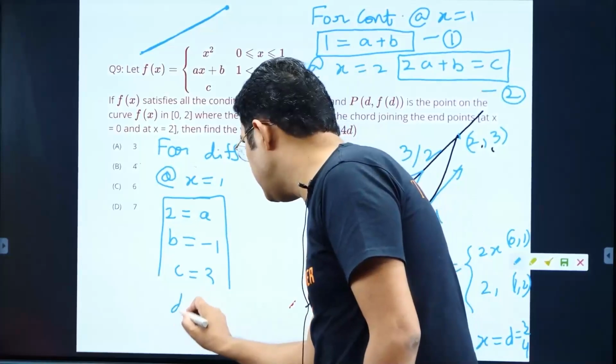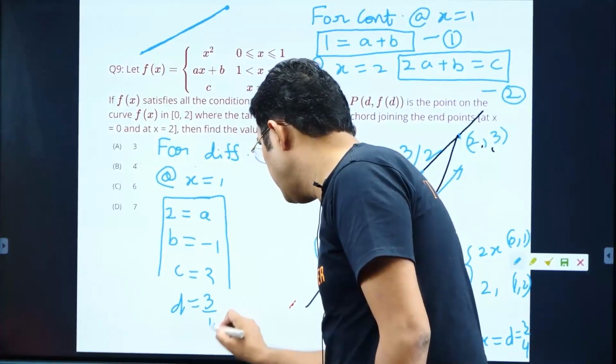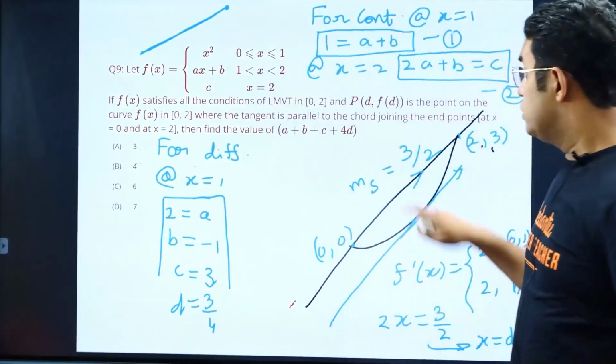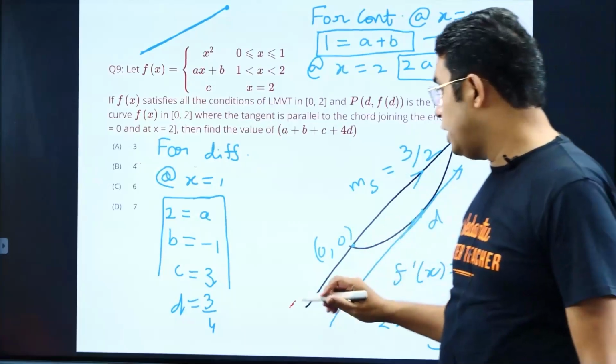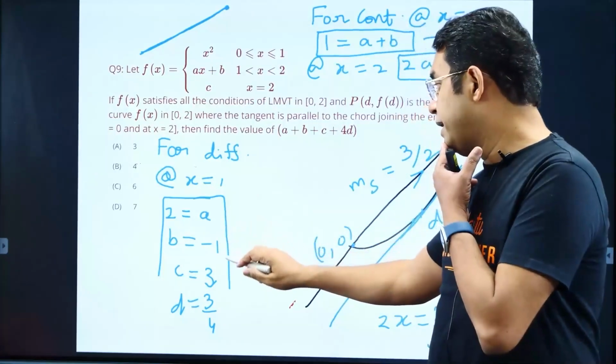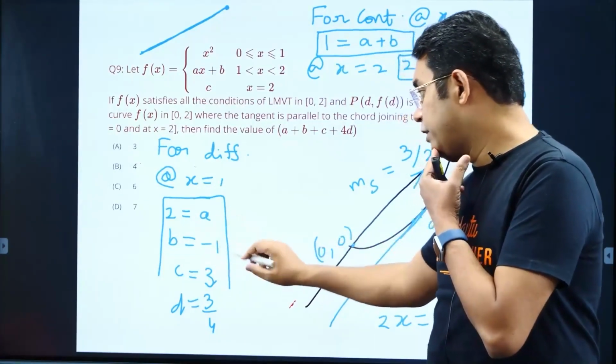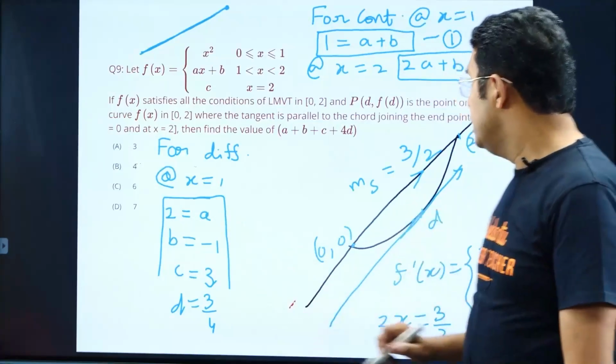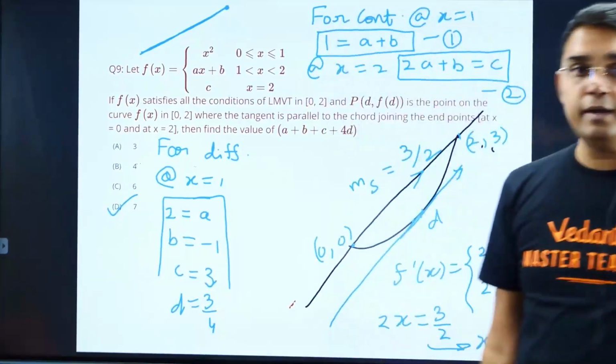Let me write this as d equal to 3 by 4 here. C was 3. Okay, so a plus b plus c plus 4d is how much? A is 2, b is minus 1. So 3 plus 2, 5 minus 1, 4, 4 plus 3, 7. So I think the answer of this question should be D.